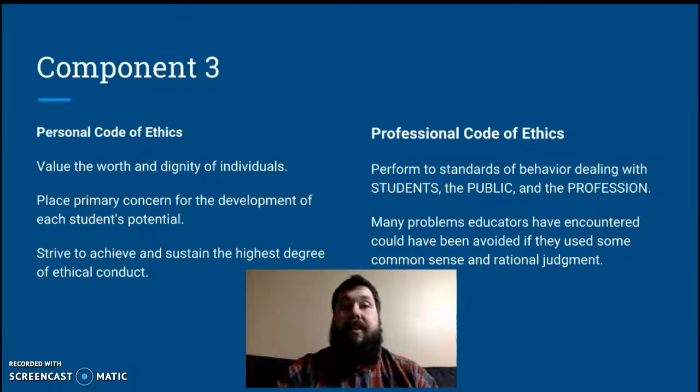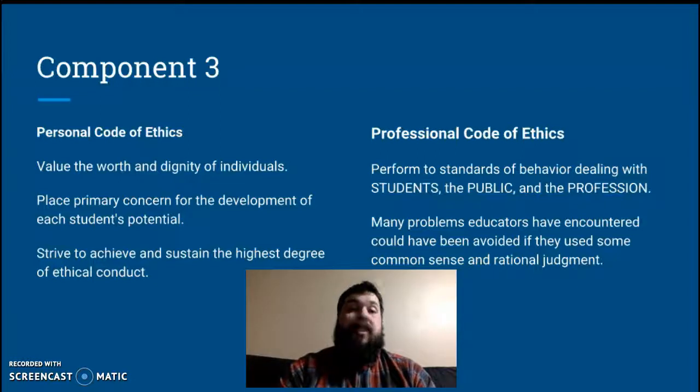Some personal code of ethics to live by is first and foremost, value the worth and dignity of individuals. Then, place primary concern for the development of each student's potential. The student should come first and make sure that their well-being and their best interests are at heart. And then strive to achieve and sustain the highest degree of ethical conduct that you can provide. I think that's what anybody can really ask for, is to strive and to achieve their best ability.